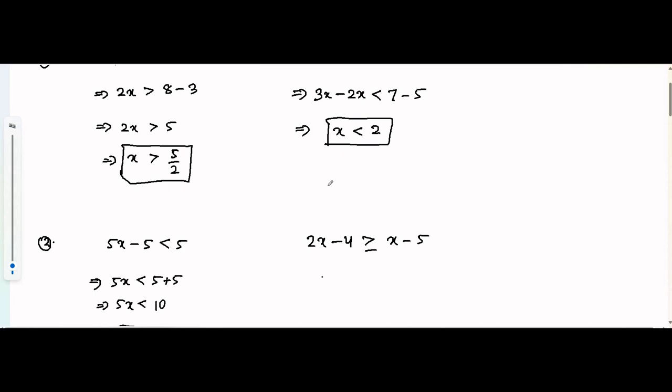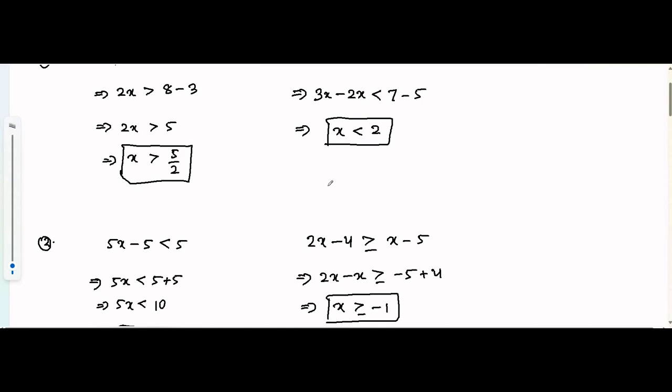So here what will happen is that this minus 4 will go to the other side. This x will come to this side and become minus x. This minus 4 will go to the other side and become plus 4. So 2x minus x is greater than or equal to minus 5 plus 4. That implies x is greater than or equal to minus 1.